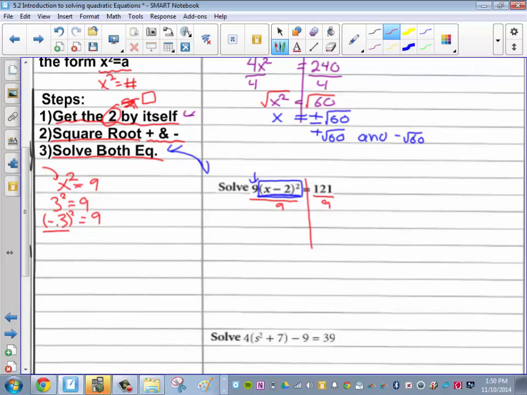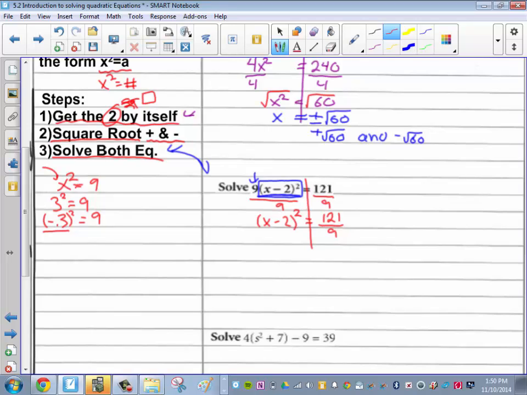Okay. Now this is a tricky one. Watch what I do here. Are you seeing this? I get x minus 2 squared is equal to 121 divided by 9. Now, I can promise you something. These don't simplify, really. Maybe is 121 divisible by 3? No, it's not. So this is as good as it gets right there.